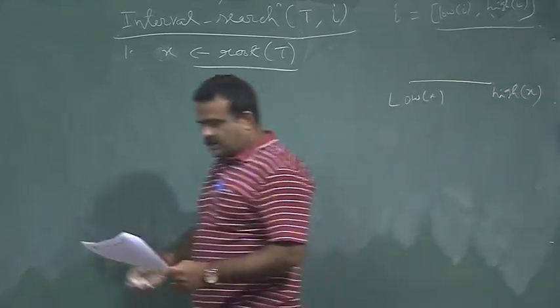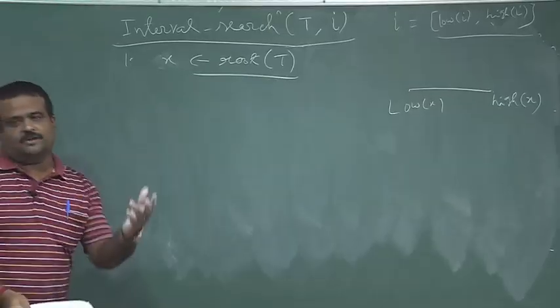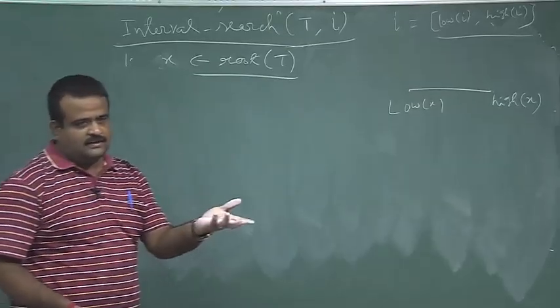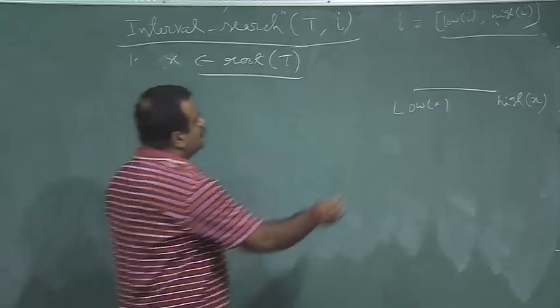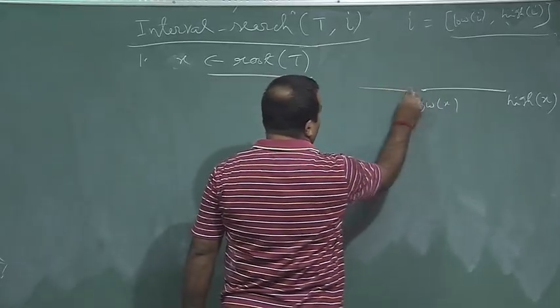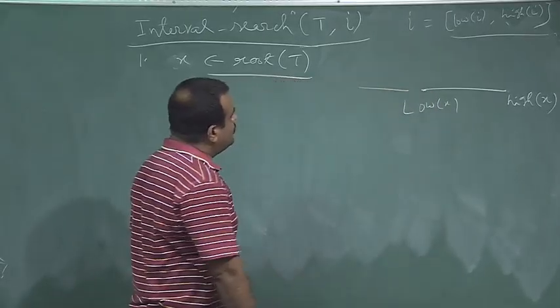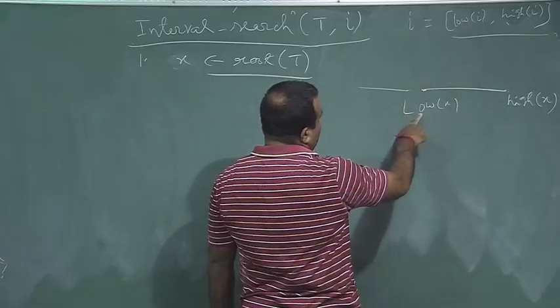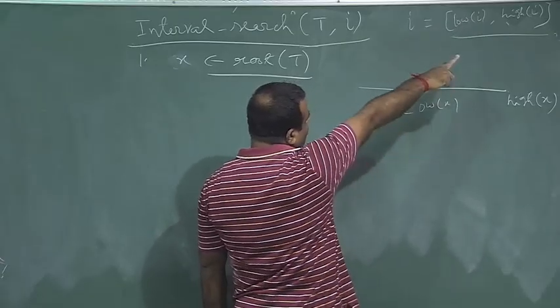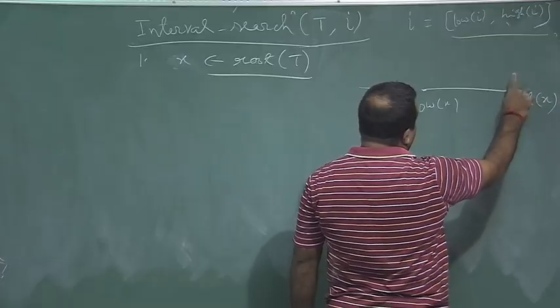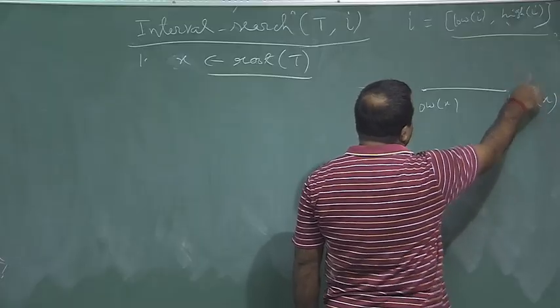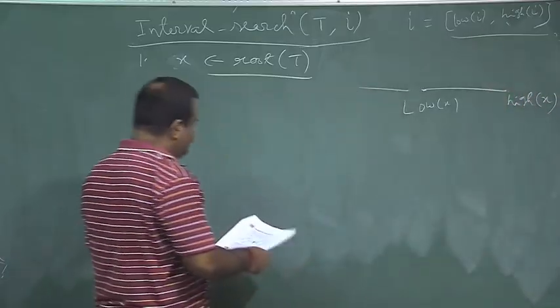Now, we have to check whether this interval is overlapping with x or not. If it is overlapping, we will return x, stop. But if it is not, how to check it is not overlapping? If I is completely here, meaning the high of I is less than the low of x, or I is completely there, meaning the high of x is less than the low of I, then there is no overlap. That is what we have to check.